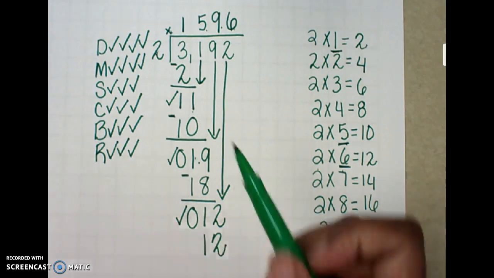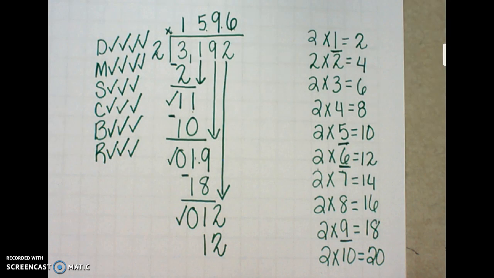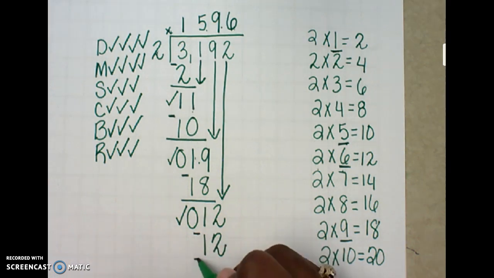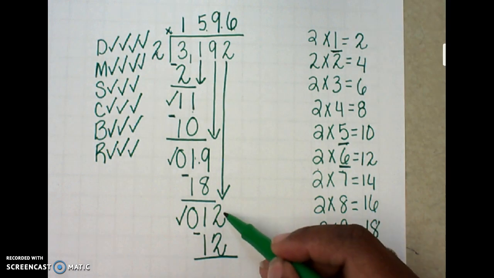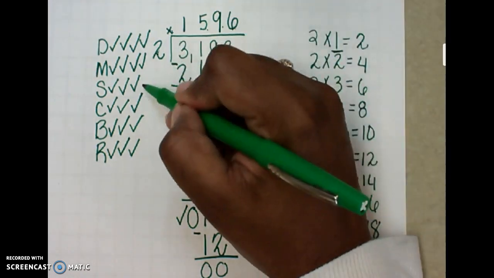Now I am ready to do the S, which stands for subtract. What is Miss Phillips subtracting? 12 minus 12. Put your subtraction sign, put the bar, and let's get ready to subtract. 2 minus 2 is 0. 1 minus 1 is 0. I have just subtracted.